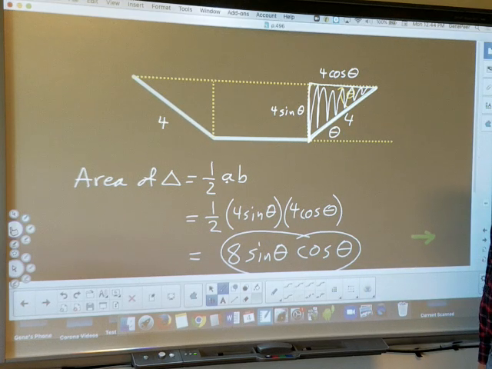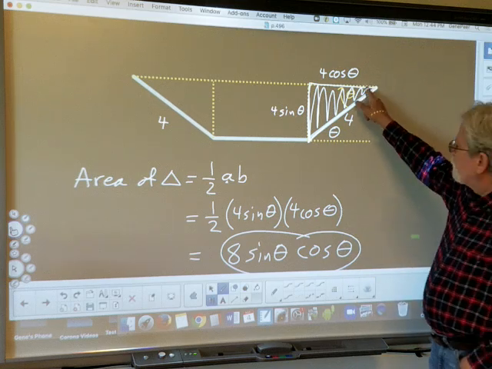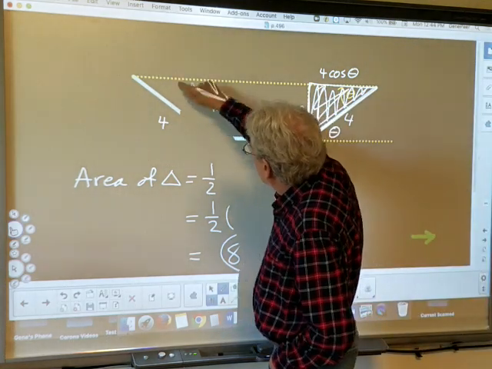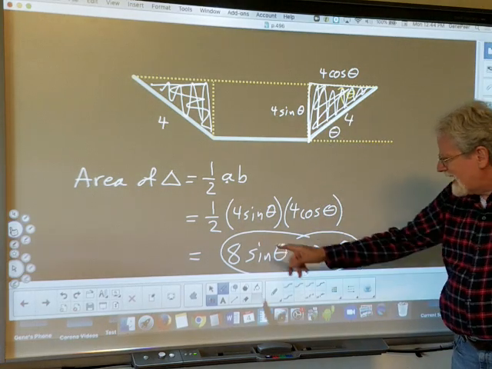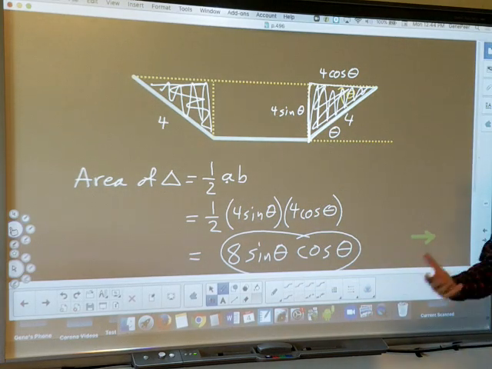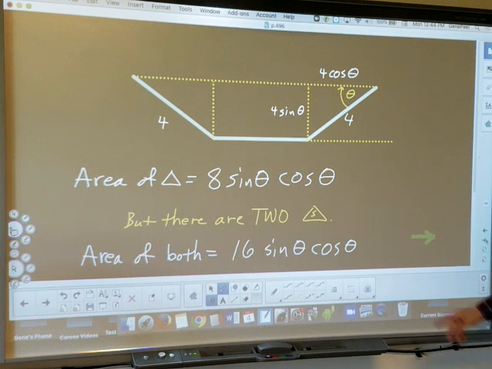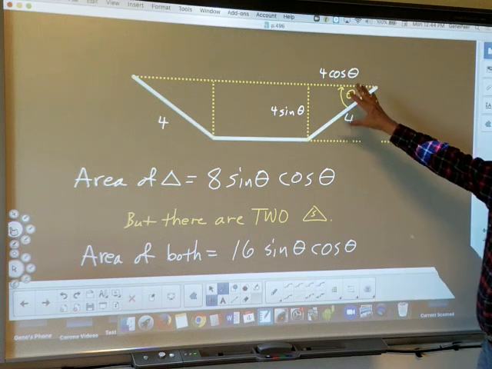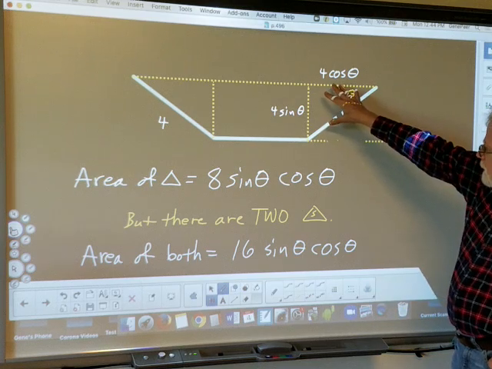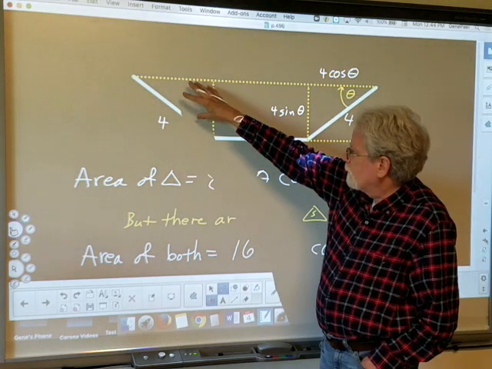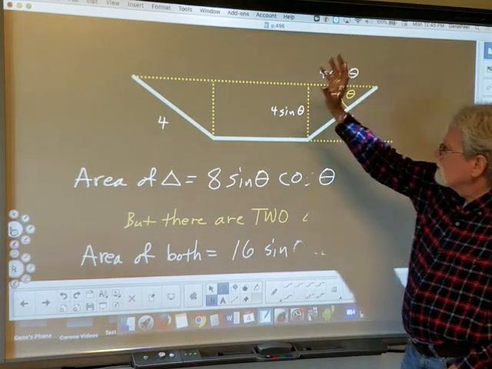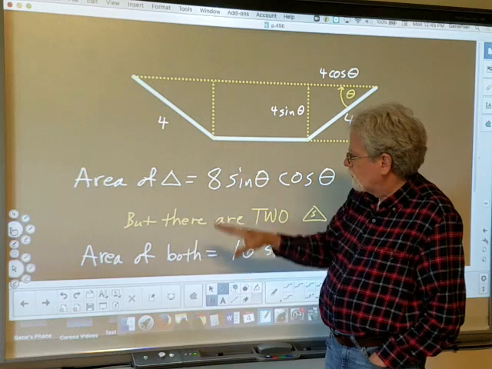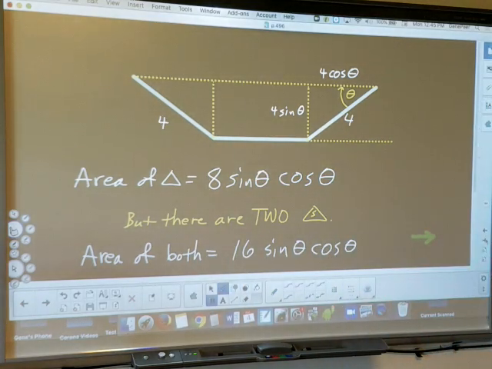Pretty cool. Of course, we don't have just one such triangle, we have 2 such triangles. And therefore, the area of the 2 triangles together will not be 8 sine theta cosine theta, but 16 sine theta cosine theta. So, yes, there it is. 8 sine theta cosine theta plus another 8 sine theta cosine theta for a total of 16 sine theta cosine theta.